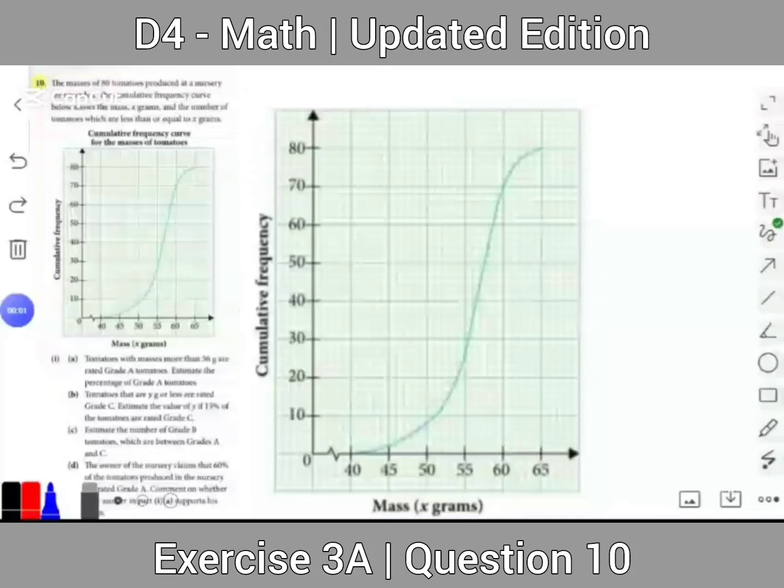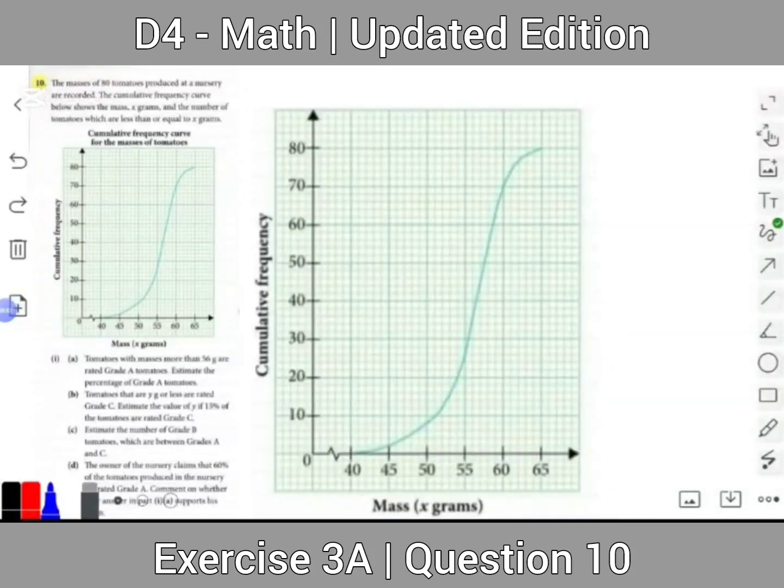Now for question 10. The masses of 80 tomatoes produced at a nursery are recorded. The cumulative frequency curve below shows the mass x grams and the number of tomatoes which are less than or equal to x grams. In part 1a, tomatoes with masses more than 56 grams are rated grade A tomatoes. Estimate the percentage of grade A tomatoes.